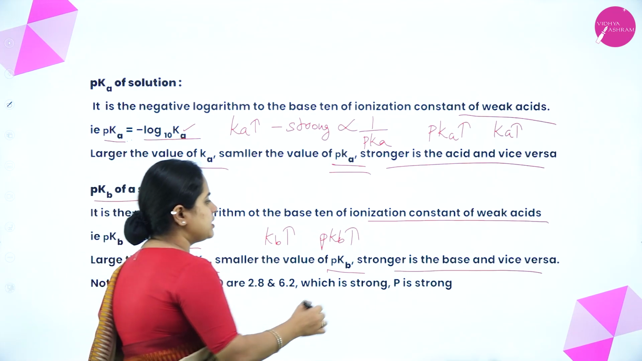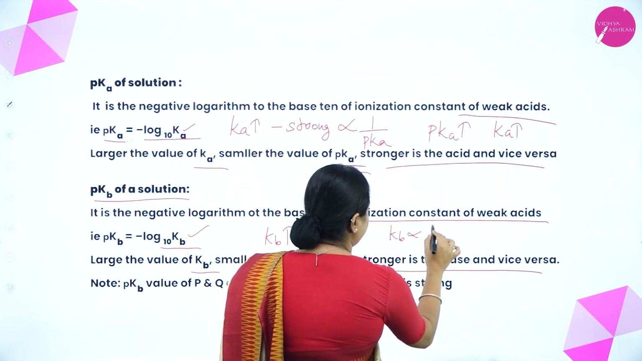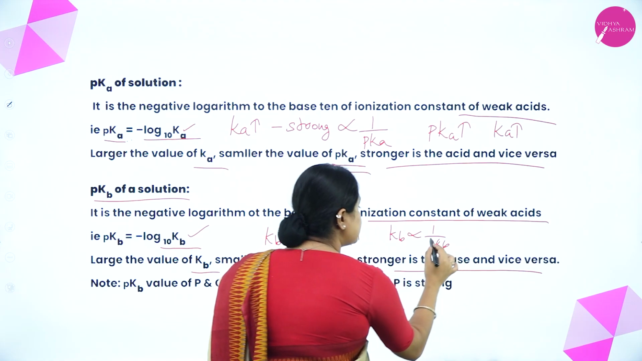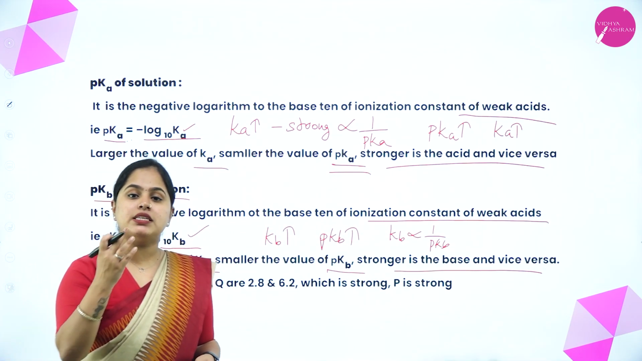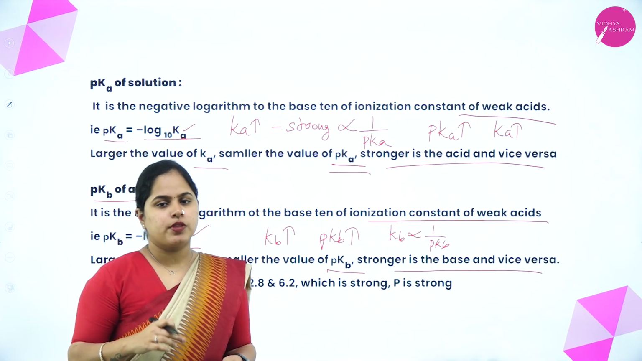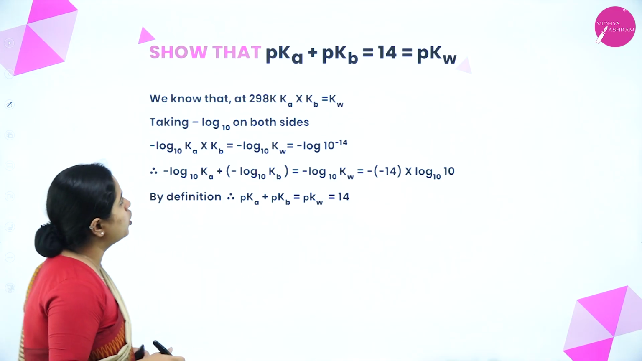Okay. So we can say that they are inversely proportional. When pKb is really high, Kb will be small. Okay. So when Kb is higher, your base will be stronger. So I hope it is clear. Now moving on to the next one.